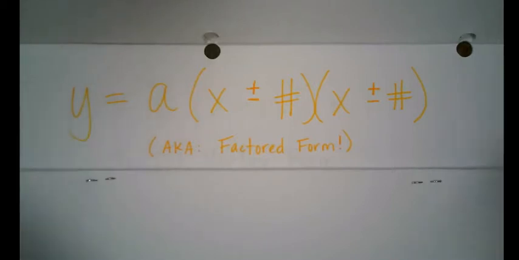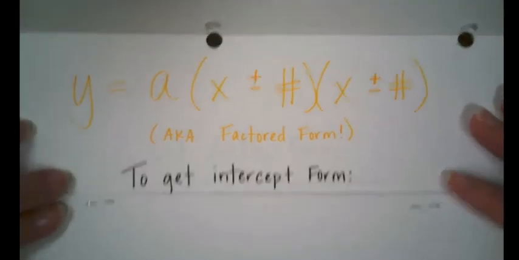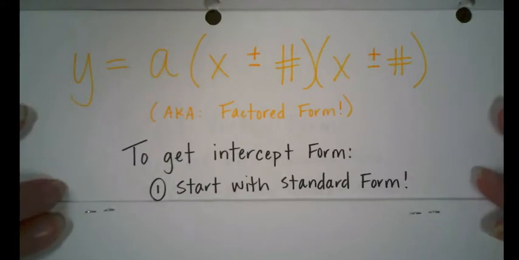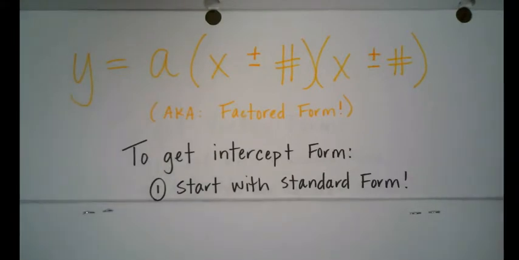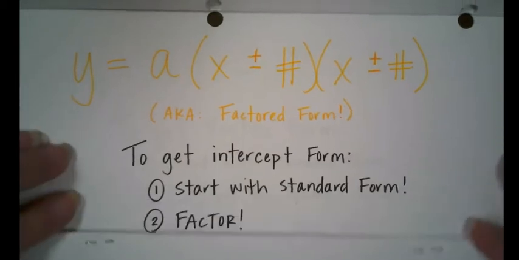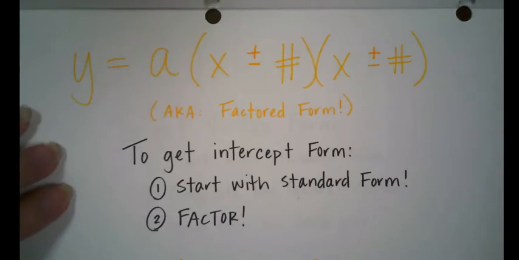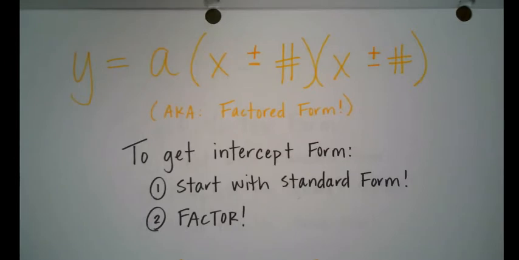All right. So if you want to get your equation into this form, to get intercept form, the first thing you have to do is start with standard form. So that means you have to basically get ready to factor. And then you're going to factor. And that's it for intercept form. So if you want intercept form, which is factored form, then you have to start with your standard form and just go through the steps of factoring.